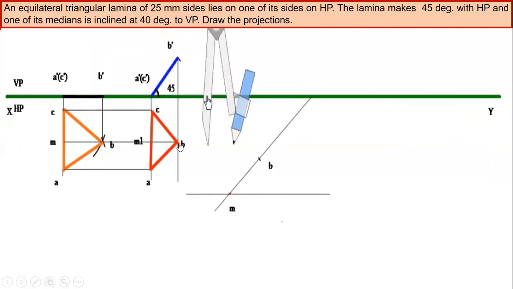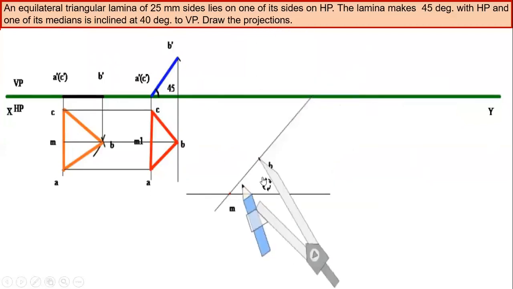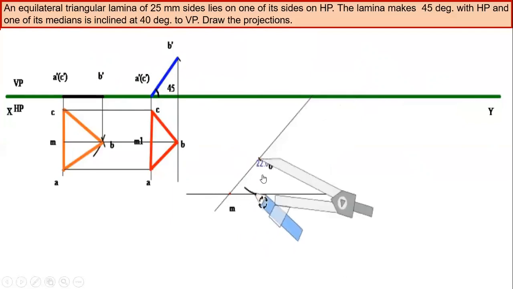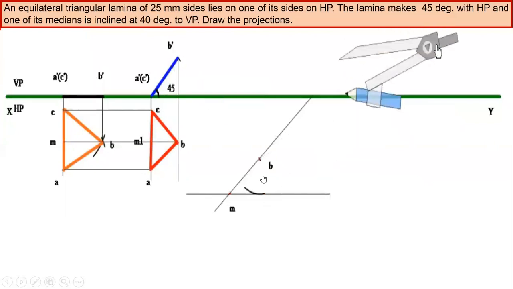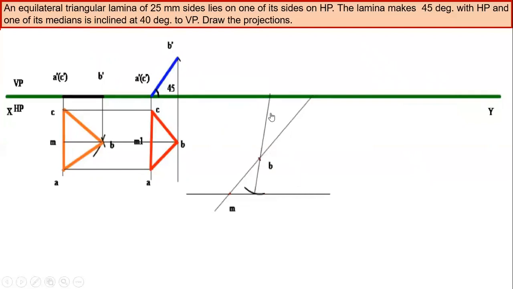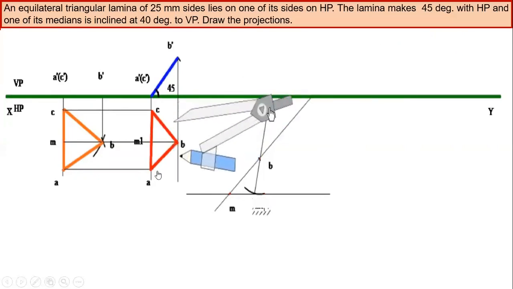Measure M1 to B, that is the median from the second position. With B as the center, cut an arc on the locus. Join M1 and B through the projection line. And you have to measure the angle, that is the beta angle. It comes to somewhere around 65 degrees. So this is M1.